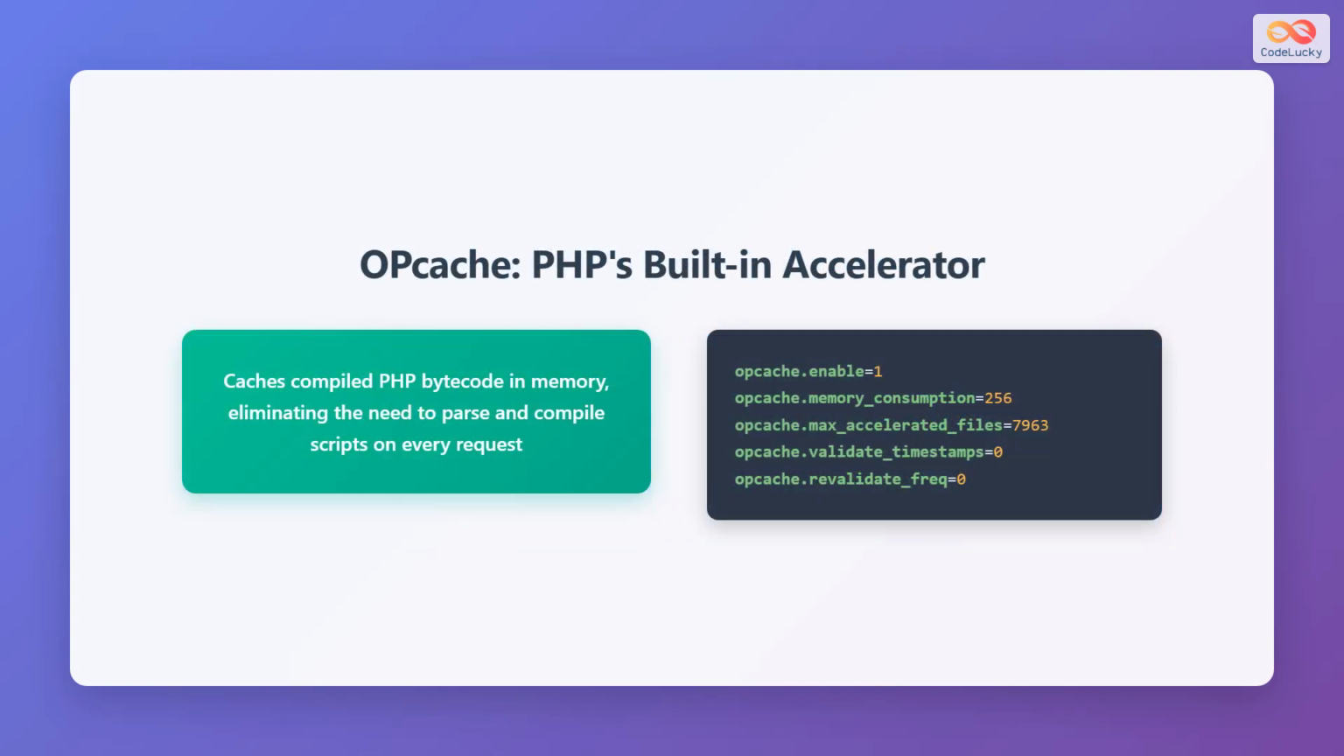Now let's explore OPcache, PHP's built-in accelerator. OPcache caches compiled PHP bytecode in memory. This eliminates the need to parse and compile scripts on every request, significantly improving performance. Here is a sample configuration.